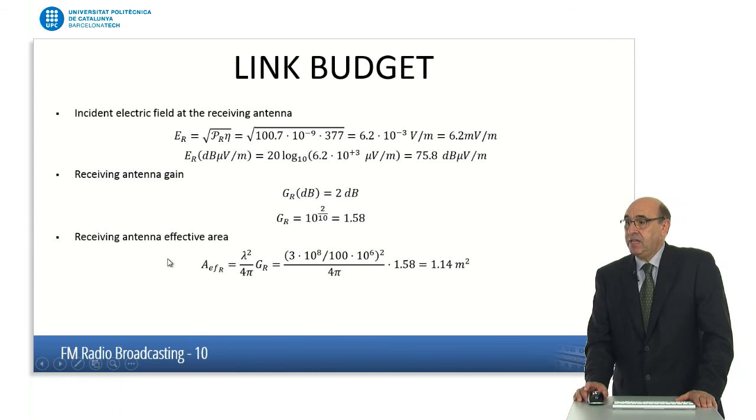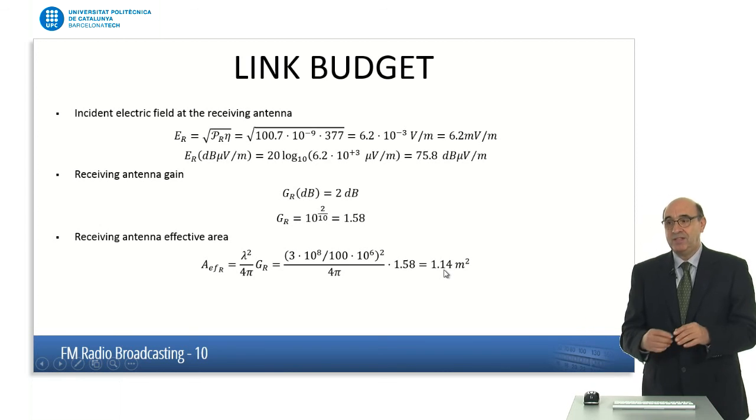And the receiving antenna effective area, in this case, is just the square of the wavelength, which is 3 meters squared, divided by 4 pi, times the gain. And look at this number, it gives you 1.14 square meters.